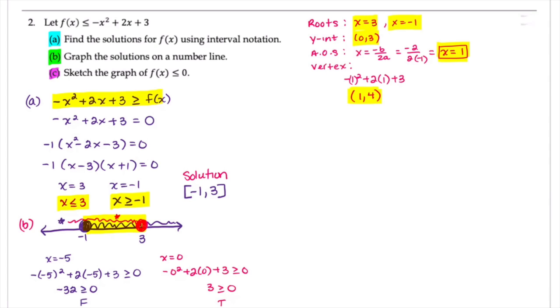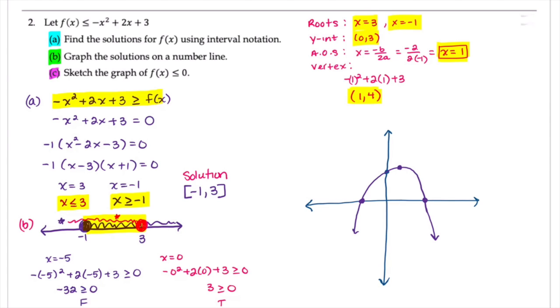Okay, so let us graph our parabola as we have been already doing. All right, so here's my parabola. I'm going to label my points. Now, quick thing, we did have our inequality, and our inequality was an or equal to, so my curve is a solid line.